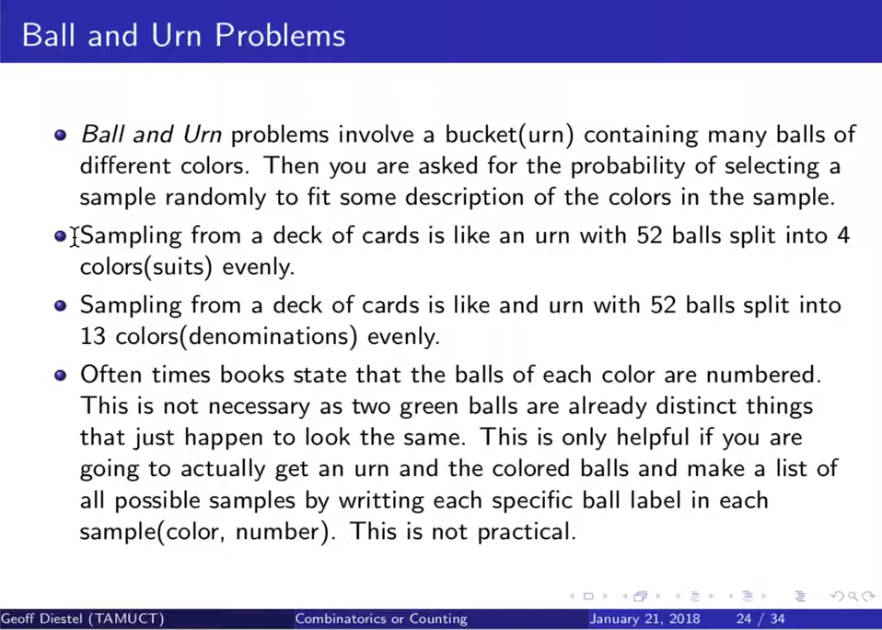So again, sampling from a deck of cards is really just a ball and urn problem. If you think in terms of suits, that's like 52 balls split evenly into 4 groups of 13 balls, each with a certain color that we call a suit. Or we could split them into 13 different denominations, where each denomination is a different color.